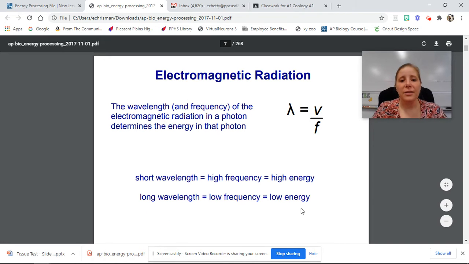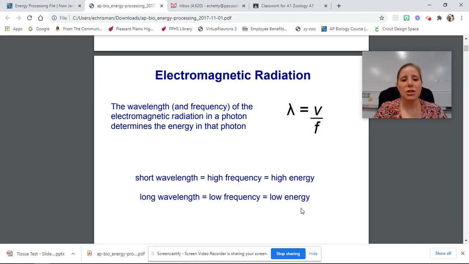All right, so the wavelength and frequency of the electromagnetic radiation in a photon determines the energy. A short wavelength means that it's hitting you more often. That's going to be high frequency, high energy. Long wavelength means it's hitting you less often, so it's low frequency, low energy.